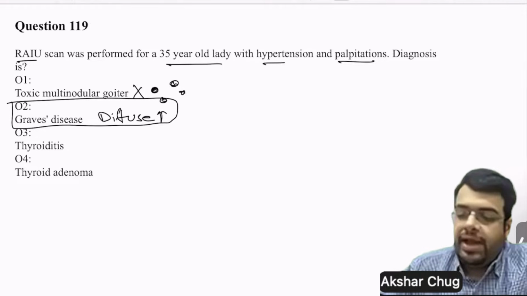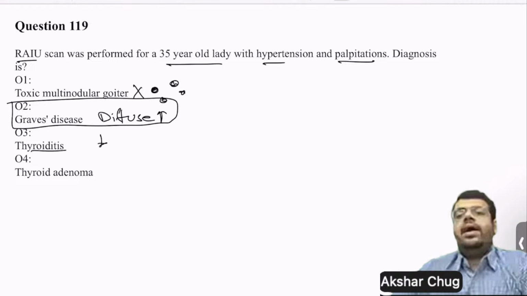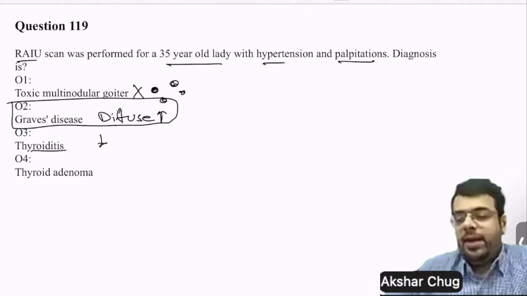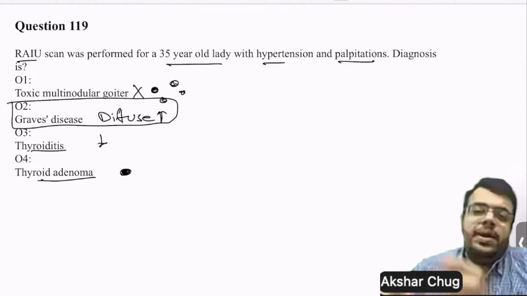In thyroiditis, there will be a reduced uptake as there is thyroid inflammation. And in thyroid adenoma, there would be a single region where there would be high uptake of iodine.